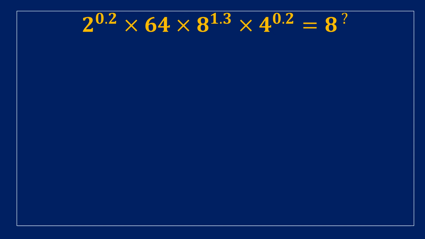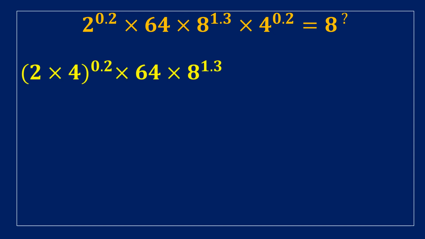Let's look at some examples to understand the power concept. Solve 2 power 0.2 into 64 into 8 power 1.3 into 4 power 0.2 is equal to 8 power question mark. Let us find the value of the power of 8. Let us consider the left part of the equation. It is noticed that the powers of 2 and 4 are the same, that is 0.2. If the powers are equal, then multiply the respective bases. 2 power 0.2 into 4 power 0.2 is 8 power 0.2.